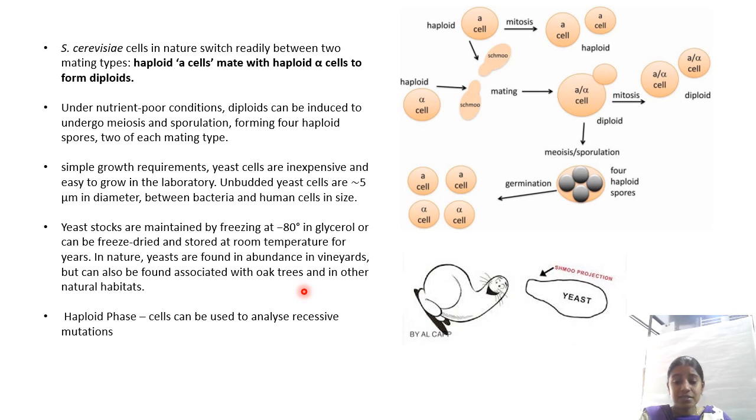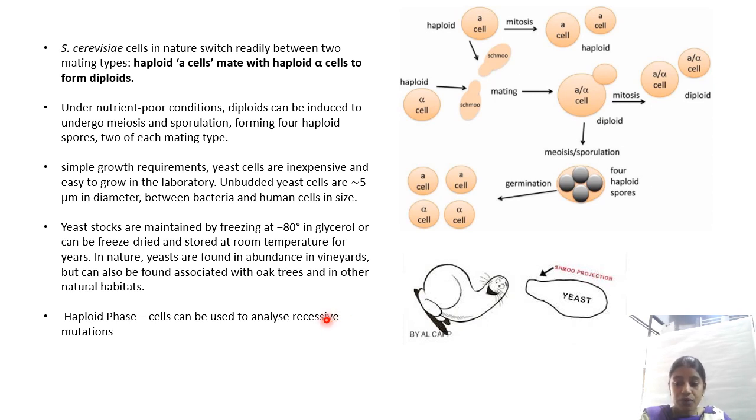And if you see these yeast stocks, similar to bacteria, they can also be frozen at minus 80 in glycerol, and they can be freeze dried as well as stored at room temperature in plates, and they have to be subcultured in order to be stored at room temperature, right? And in nature these yeast are abundant in vineyards, but can also be found associated with oak trees and other natural habitats, okay? If you see the haploid phase of Saccharomyces cerevisiae, these cells can be used to study the recessive mutations, okay?